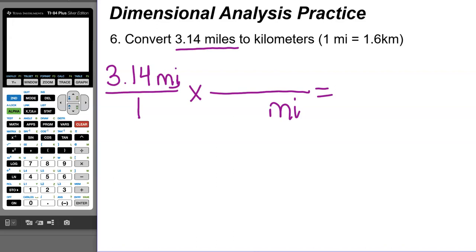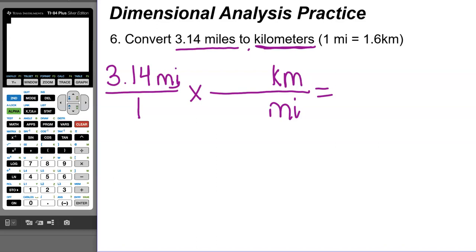And then the unit that we are trying to get to, our desired unit, goes up in the numerator. So in our problem, we're looking back and it says convert miles to kilometers. We know that our desired unit is kilometers. That's what goes up in the numerator, and I'm going to abbreviate kilometers, km.